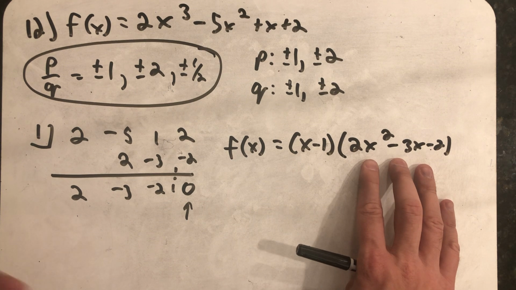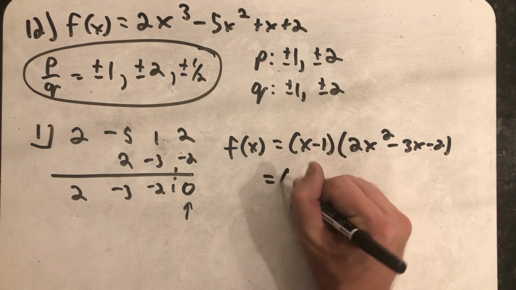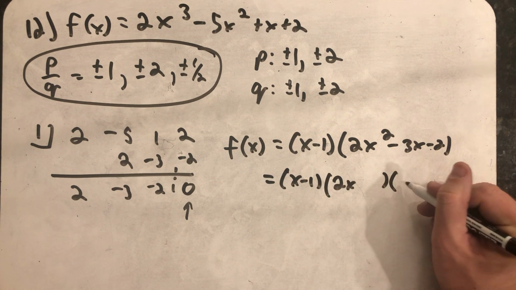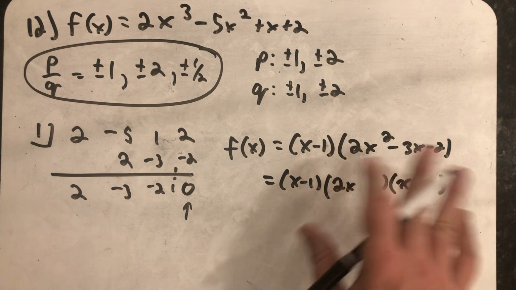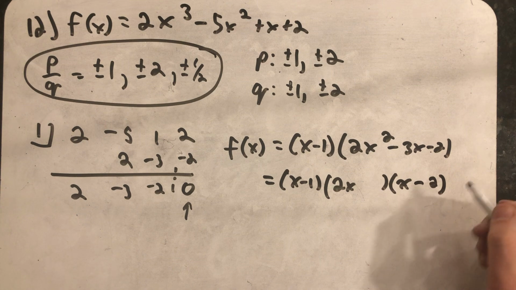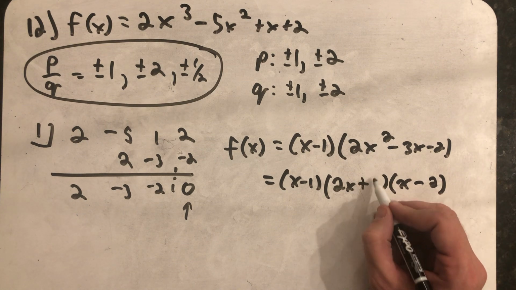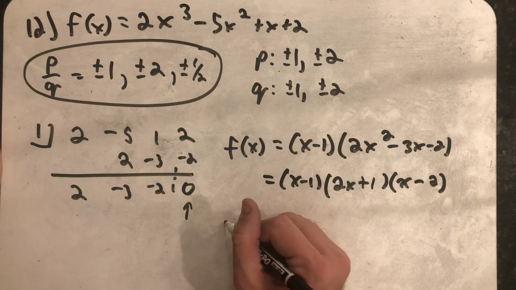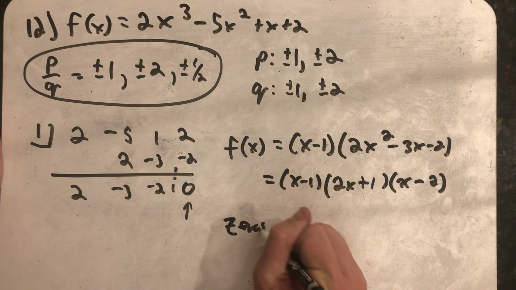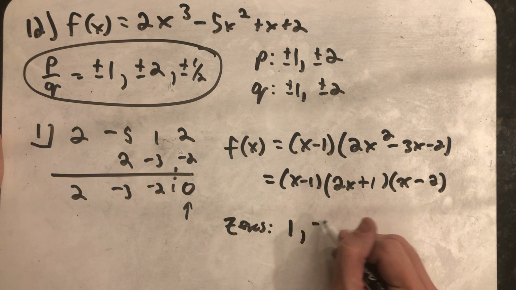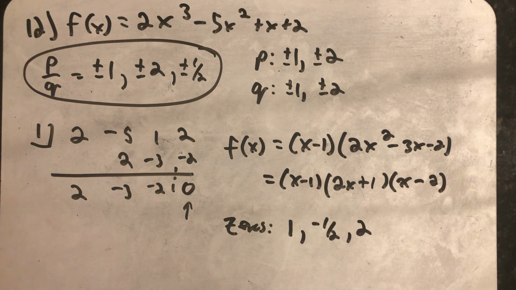Okay, so here I have a quadratic part. Well, let's see. I could try to use the quadratic formula to find the zeros, or I could just factor it. Let's factor it. All right, so I need a difference of -3, so I'm thinking a -2 goes here, and a +1 goes here, and you can check it out, and everything works out fine. So my zeros, well, they're 1, and I already knew that, -1/2, and 2.